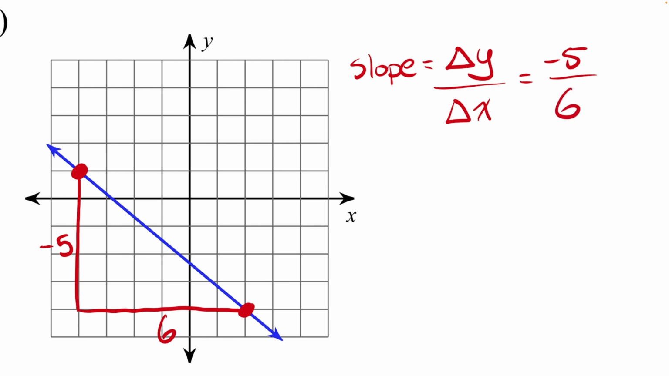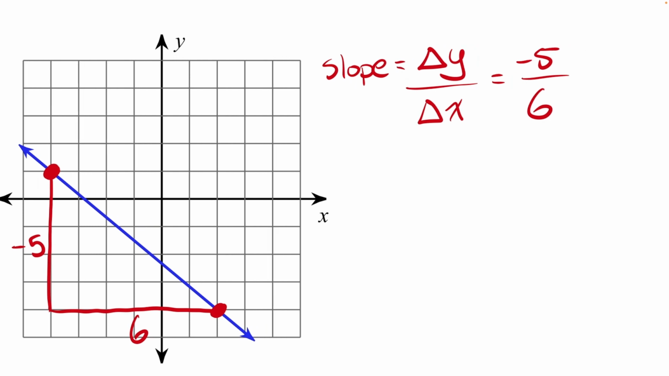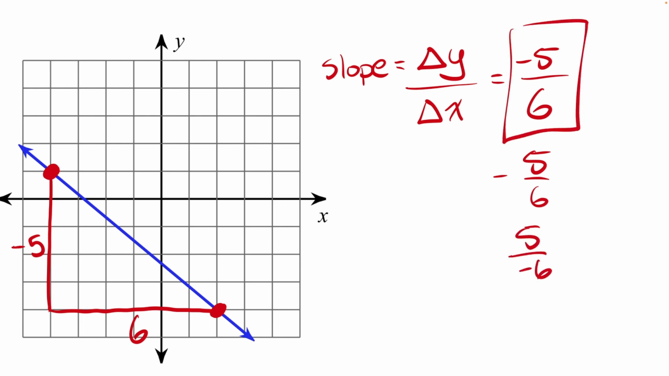I can't move the negative. Again, there's 3 possible answers. You can put -5 over 6, you can put negative out front, 5 over 6, or you can put 5 over -6. All 3 of those are answers. It doesn't matter. I'll give you full points on all of those.